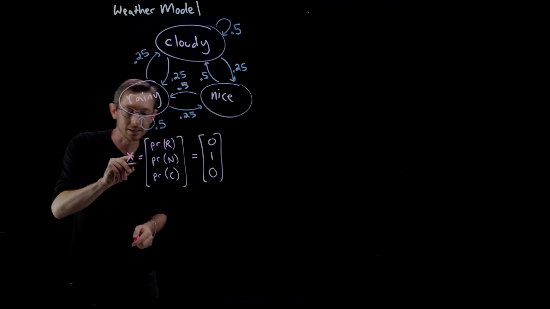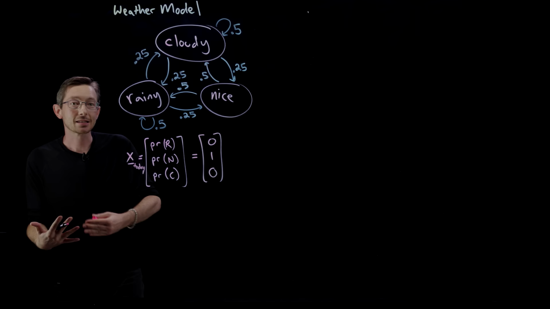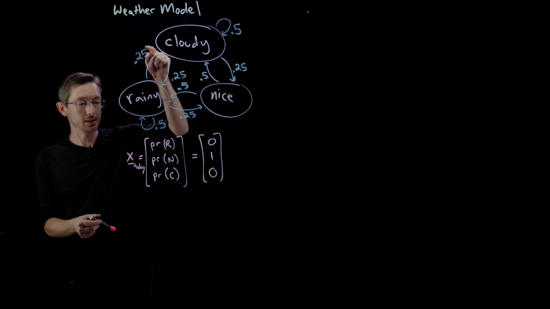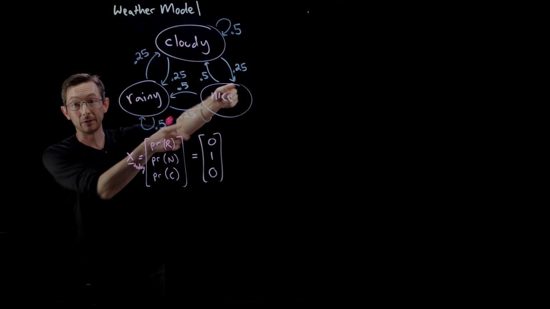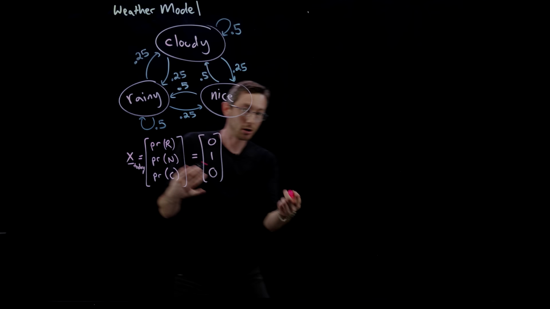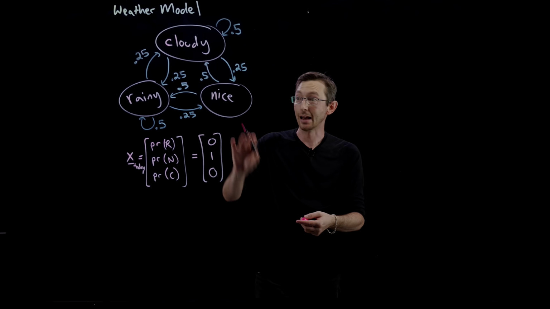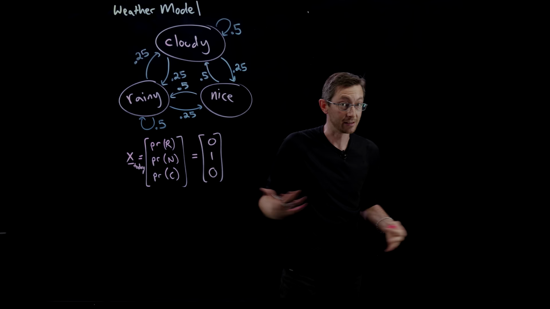And so what we're going to do is build a system where x tomorrow will be some probability of it being rainy, nice, or cloudy tomorrow, based on what the state of the system is today. If it's definitely nice today, then we know that there's a 50% chance that tomorrow it'll be rainy or cloudy. So we know for a fact that x tomorrow is going to be 0.5, 0.5. We know that from this diagram here. So I'm going to formalize that into some math, and then we're going to program it up and see what happens as we evolve the system forward in time.